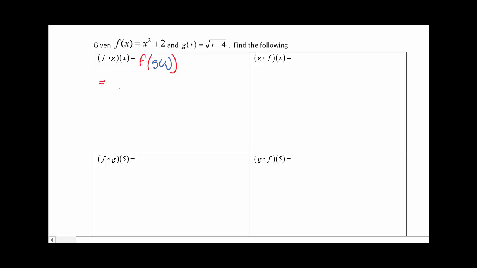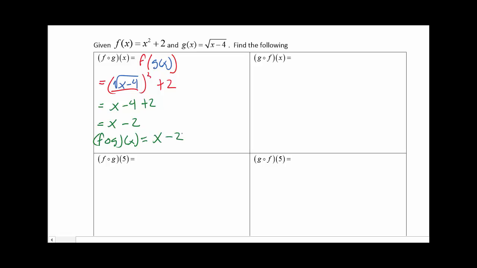Alright, so f is something squared plus 2, and I want to put the square root inside there. So what happens when you square root? The symbol goes away and you're left with x minus 4 plus 2. So that's x minus 2 is our composed function. So I'll make a little mental note to myself.